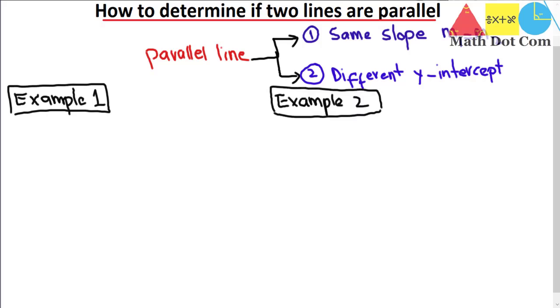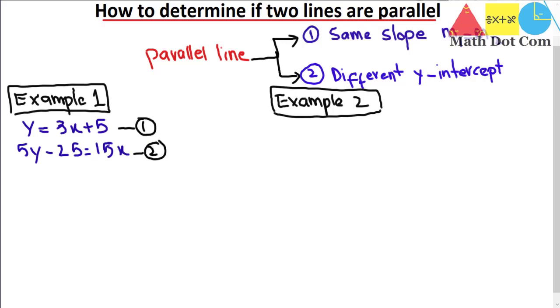So in example 1, we have the equations y equals 3x plus 5 and 5y minus 25 equals 15x. These are the two equations for which we have to check whether they represent lines that are parallel or not. For that purpose, first of all, we have to convert both equations into the standard form so that you can easily find the slope as well as the y-intercept. So step number 1 is convert them into the standard form. The standard form of a linear equation is y equals mx plus c. Here m is the slope and c is the y-intercept.